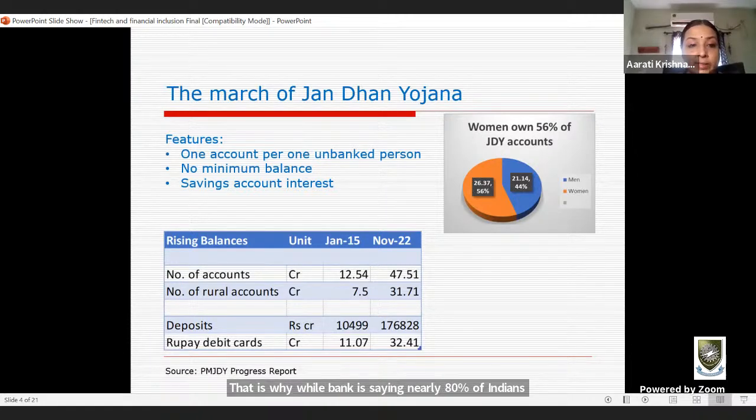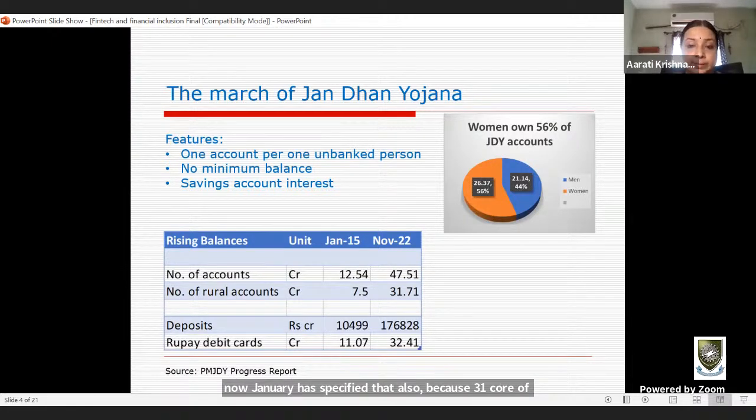The second thing was the number of rural accounts. Mostly in the cities and even the tier 2 cities, people used to have bank accounts. But the main problem of not having a bank account arose in the rural areas. Now, Jan Dhan Yojana has rectified that also, because 31 crore of the 47 crore accounts have actually been opened in the villages.